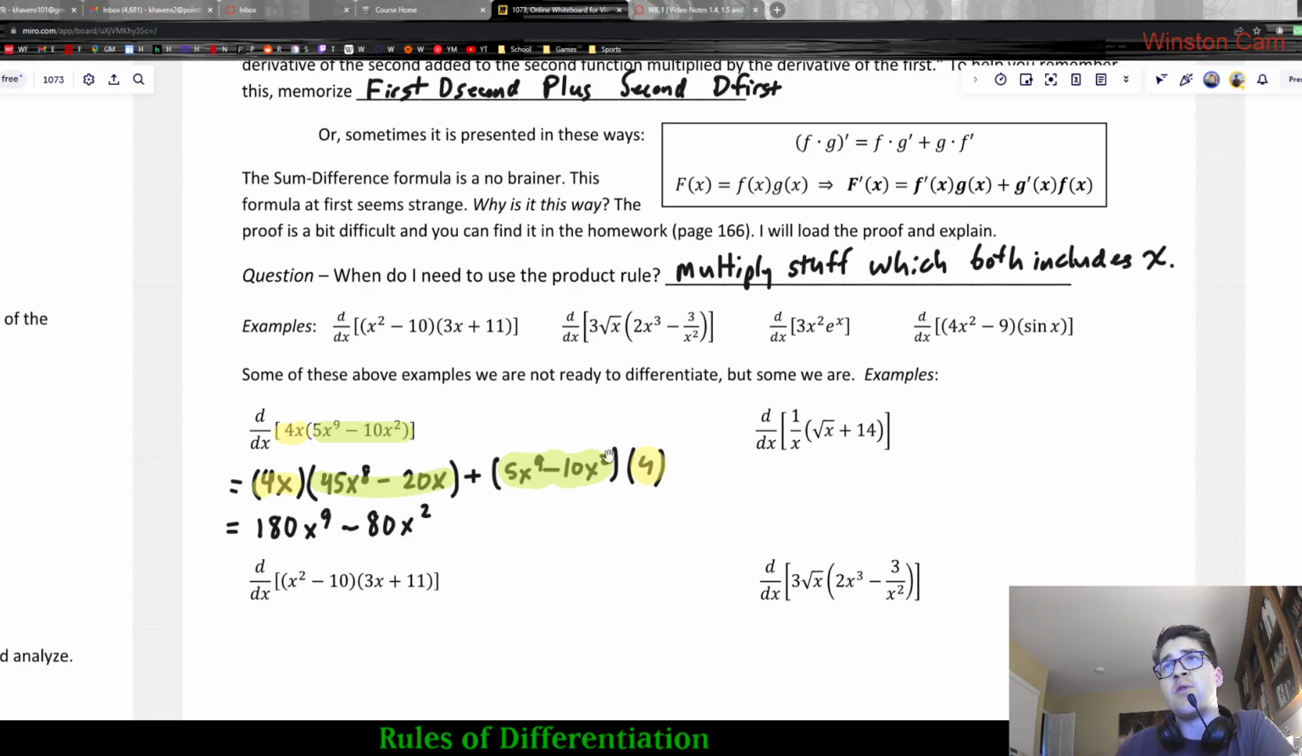And then this 4 again will distribute. So 4 times 5 is 20, and 4 times 10 is 40. And we do have some like terms here, so let's go ahead and clean that up to get our final answer.